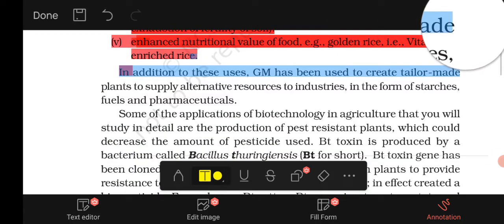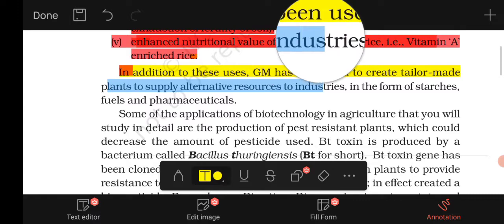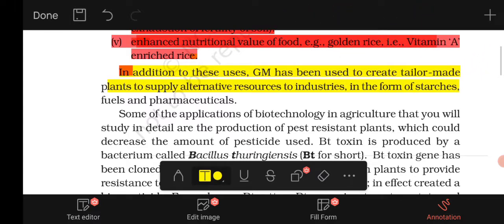Genetically modified organisms, or genetic modification, has been used to create tailor-made plants to supply alternative resources to the industries in the form of starches, fuels and pharmaceuticals. Like there are many other products or raw materials required in the industries which we get from plants, and they have been produced using this genetic modification.